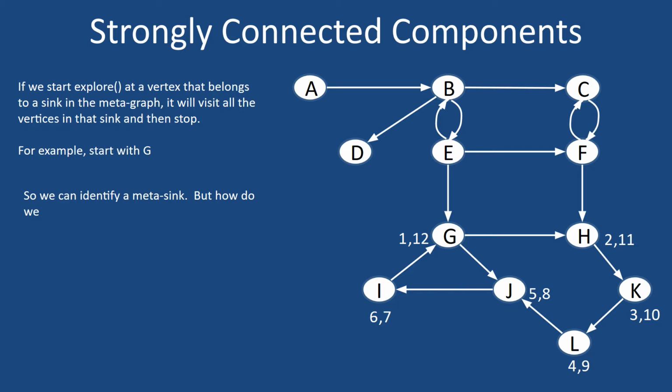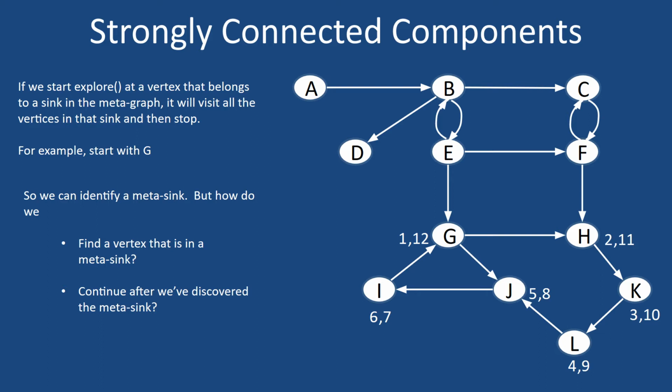We're going to find a vertex that we know is in the sink of the metagraph, and then find that metavertex with explore. But that leaves 2 questions. First of all, how do we find that a vertex is in a metasink? And second, after we figured out that those 6 vertices are in the metasink, how do we get the rest of the vertices in the metagraph? How do we continue from there?